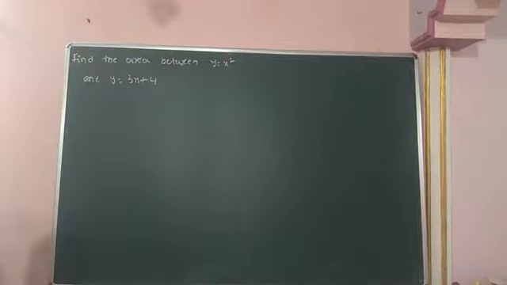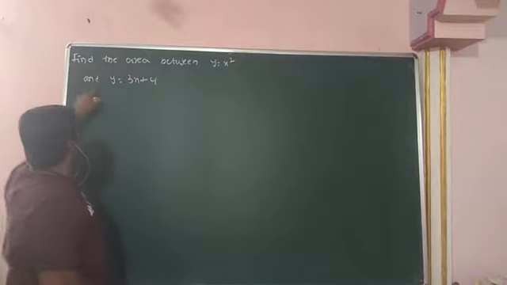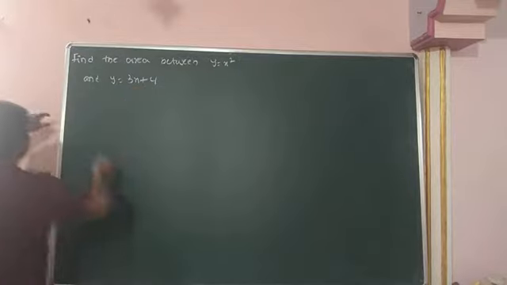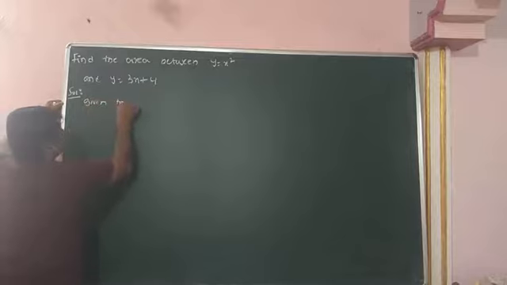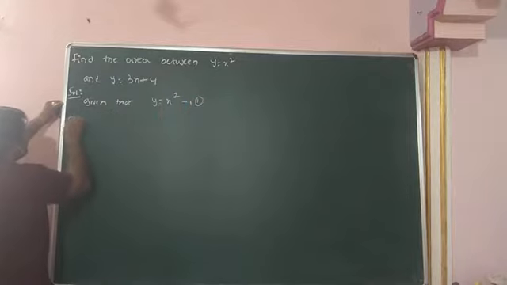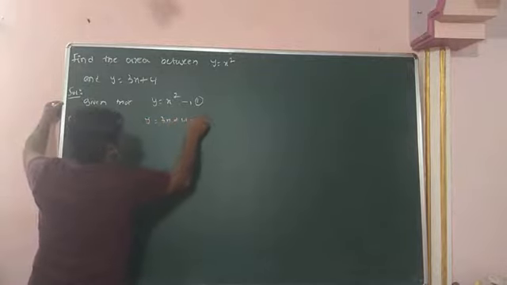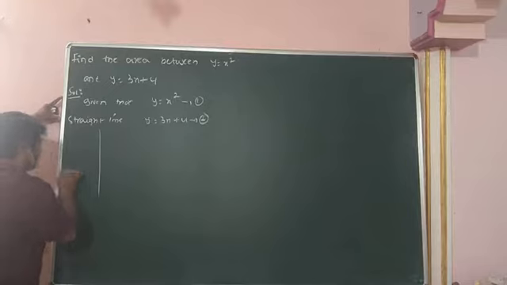Okay. So the next question is: find the area between y equal to x square and the straight line y equal to 3x plus 4. So first we draw the diagram. The solution is: given that y equal to x square is a parabola and y equal to 3x plus 4 is a straight line. So first we draw the diagram.